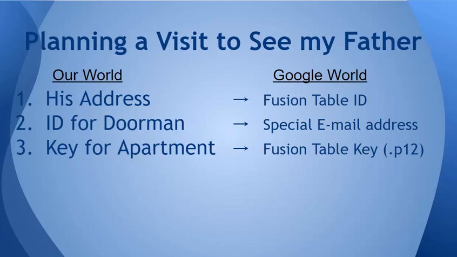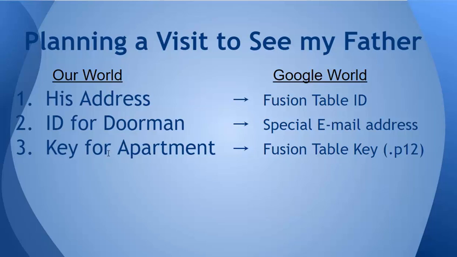Now, if we were to draw this analogy in the Google world, here's where we would get. In terms of my father's physical address, in the Google world, for getting at a Fusion table, we need an ID to identify which table we're working with. In terms of the ID I gave to the doorman to get through the door, I'm going to need a special email address. This email address is going to be given to me by the Google Developer Console.